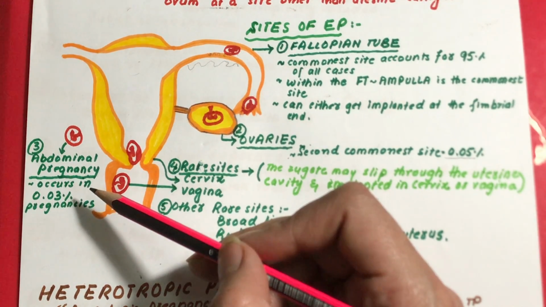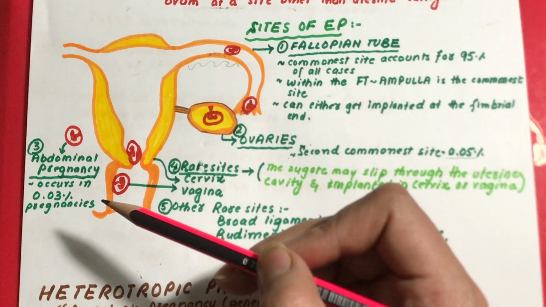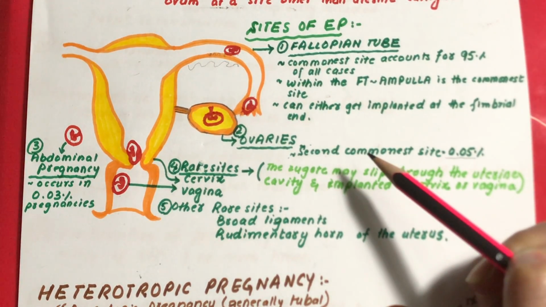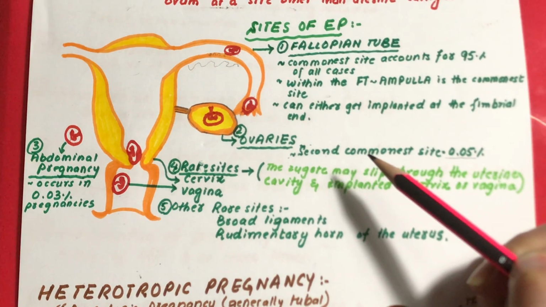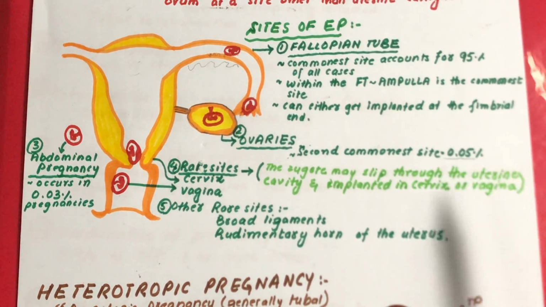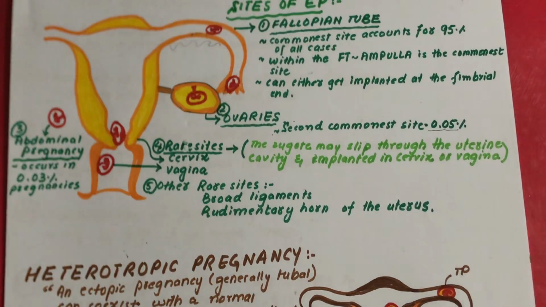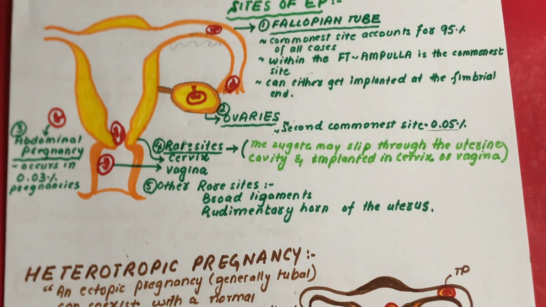Abdominal ectopic pregnancy occurs in 0.03% of pregnancies. The ovary is the second commonest site of ectopic pregnancy and is responsible for 0.05% of the pregnancies. Then moving on, what are the rarest sites?